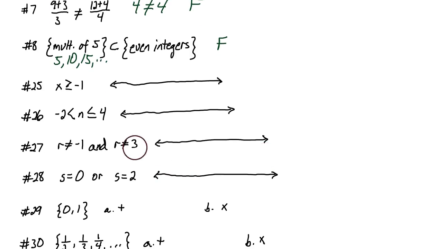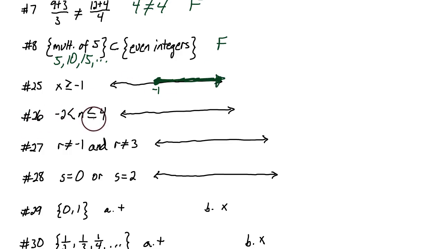Now jump to number 25. We're asked to graph this inequality. X is less than or equal to -1. Locate -1, give it a closed dot because of the or equal to portion, and then shade to the right because of the greater than symbol.